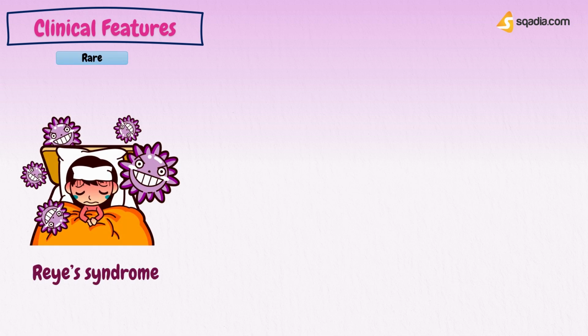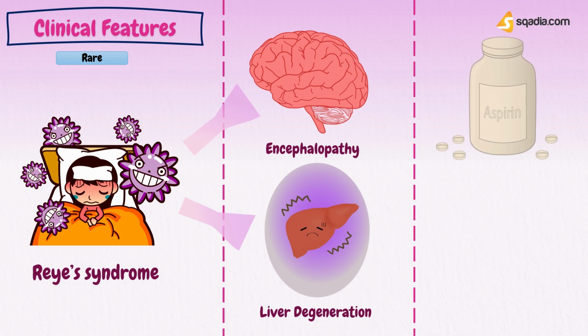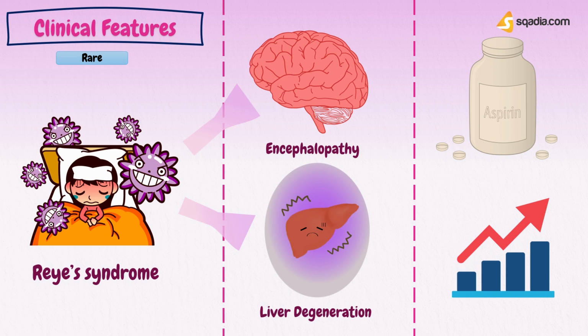In rare cases, if the infection persists, it can cause a life-threatening complication known as Reye's syndrome, which is characterized by encephalopathy and liver degeneration. It has been recorded that aspirin given to reduce fever in viral infections can increase the incidence of Reye's syndrome.